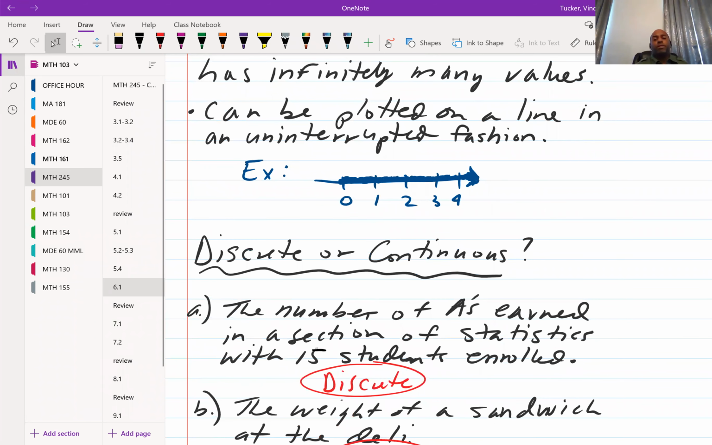So if you want to know the number of A's earned in a section of statistics with 15 students enrolled, that will be considered discrete because you can actually count that. In other words, you either have 5 students who made an A or not. There's no such thing as 6.5 students made an A, or 7.9 students. It's 7 students made an A, or 8 students made an A. Whatever the number is, you can actually count that, and it's a definitive answer. That's considered discrete.